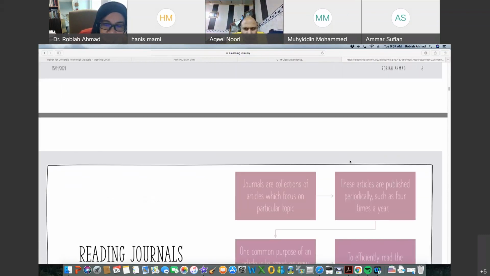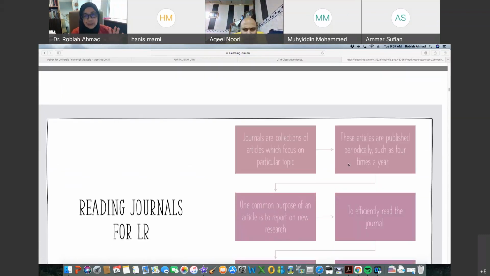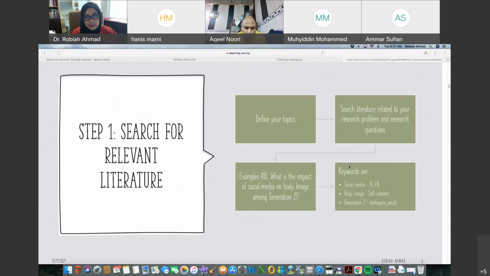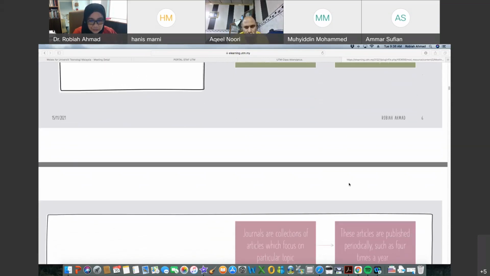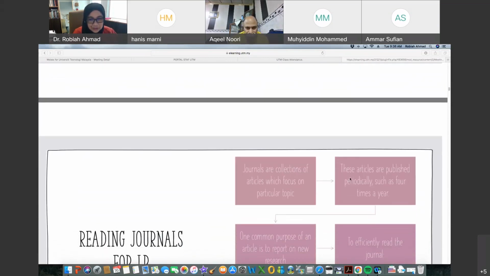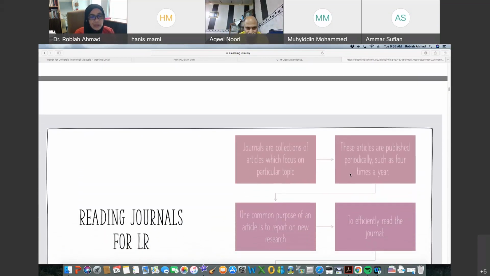So once you have the papers, you have already identified the keywords from your research problem and research questions. You download all the relevant journal papers. Now it's time for you to read the papers, reading journals for literature review. You only read journals which are relevant to your research. Journals are collections of articles which focus on particular topics.